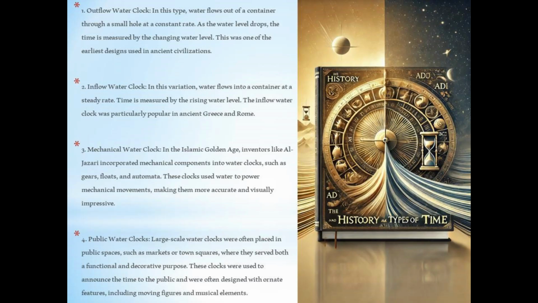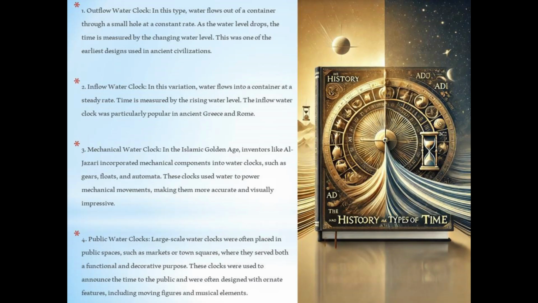Number 3. Mechanical water clock. In the Islamic Golden Age, inventors like Al-Jazari incorporated mechanical components into water clocks, such as gears, floats, and automata. These clocks use water to power mechanical movements, making them more accurate and visually impressive.